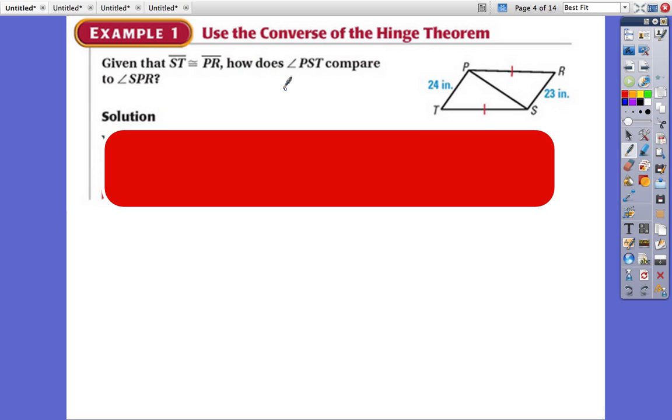Now let's apply that. Given that ST is congruent to PR, how does angle PST, in other words this angle, compare to angle SPR? Well, if you notice, here we have two triangles side by side. They share side PS, so that is congruent to itself by reflexive property. So we can apply the Hinge theorem because here we have two sides of one triangle. We have triangle STP, and we have also triangle PRS.